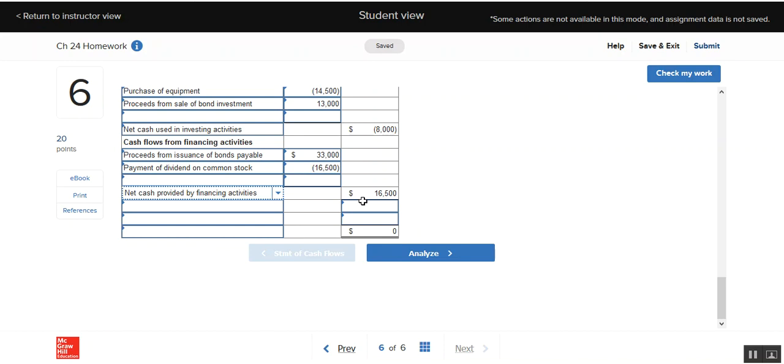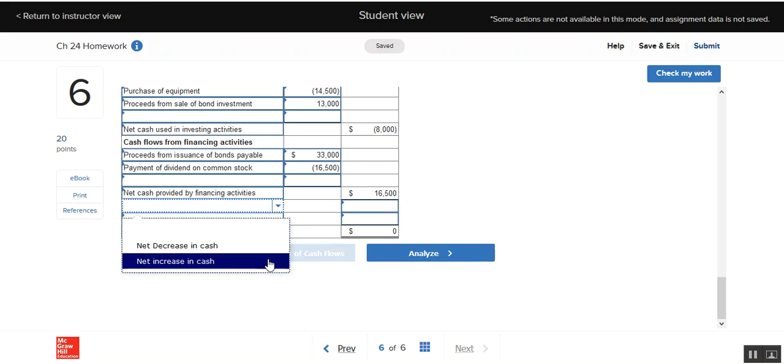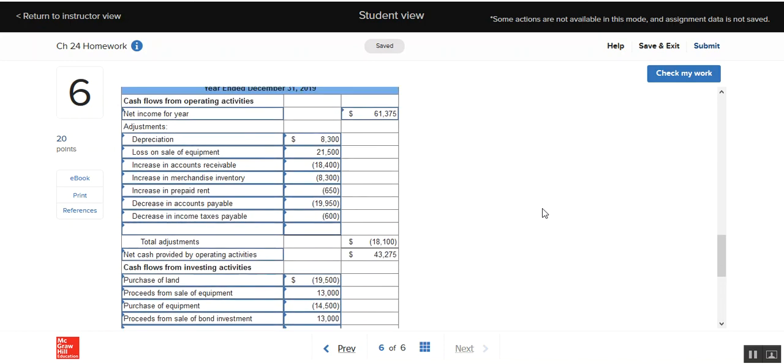Now at this point, we're going to reconcile the beginning cash with the ending cash. All right, so here we've got either a net increase or a net decrease in cash. So I'm not sure yet. I just guessed as an increase.